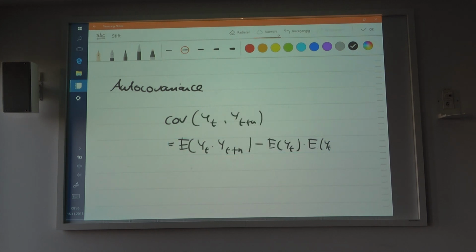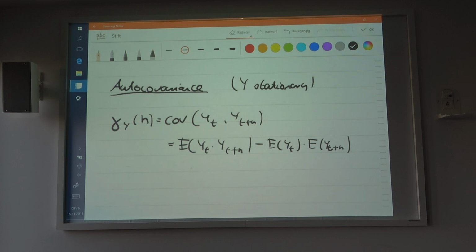Here you have t, and here you have plus h. Now assume that y is stationary. Then of course the autocovariance is not dependent on time. So I'm going to call this gamma. For the correlation I use rho, but for the autocovariance I use gamma. So gamma of the process y for the time lag h only depends on the time lag, but not on the time t itself.